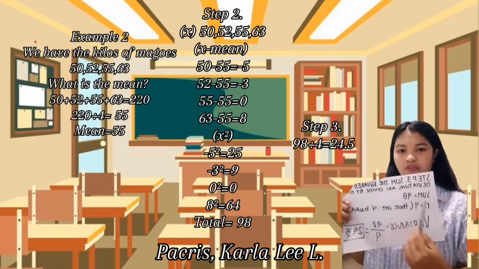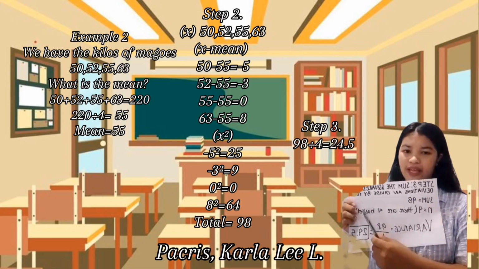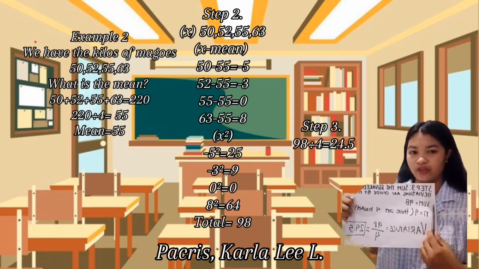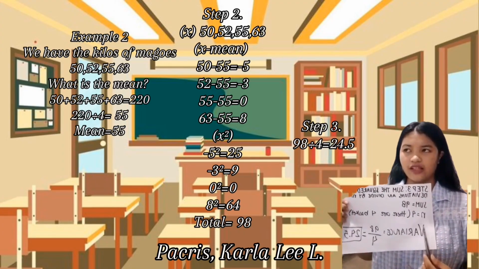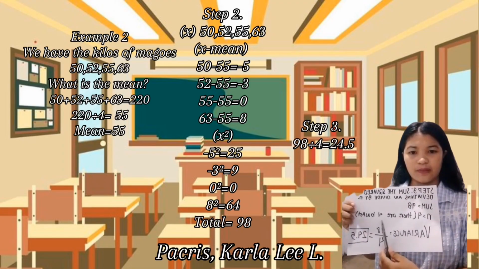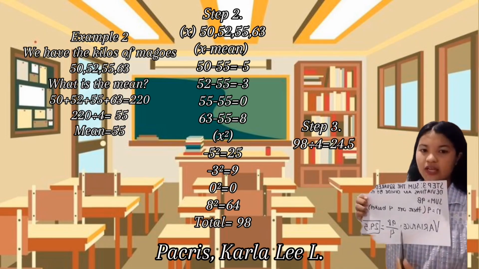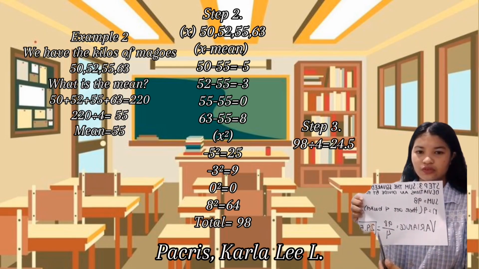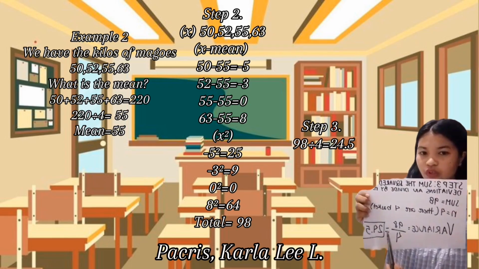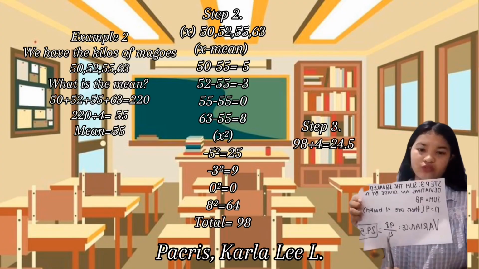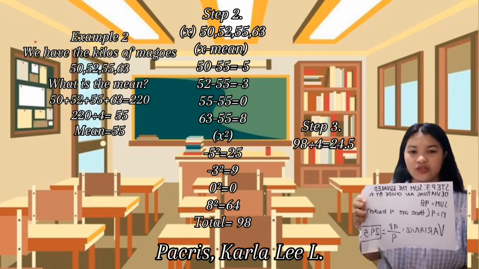Sum the squared deviations and divide by n. We have the sum 98, and our n is 4, which is the number of baskets of mangoes. We have variance. 98 over 4 is equal to 24.5, which is our final answer.